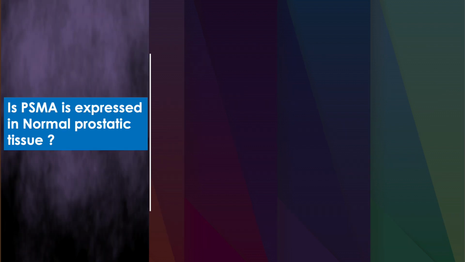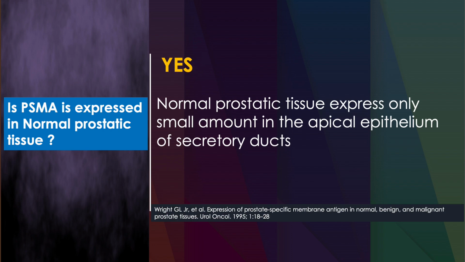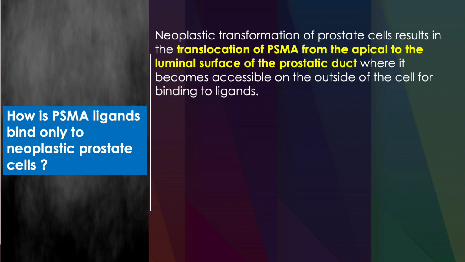Is PSMA expressed in normal prostatic tissue? The answer is yes. Normal prostatic tissue expresses only a small amount of PSMA in the apical epithelium of the secretory ducts. Then how do PSMA ligands bind only to neoplastic prostate cells? It's an interesting concept. Neoplastic transformation of prostate cells results in translocation of PSMA from the apical to the luminal surface. Therefore, it becomes more accessible to the outside, and therefore it binds to the ligands.